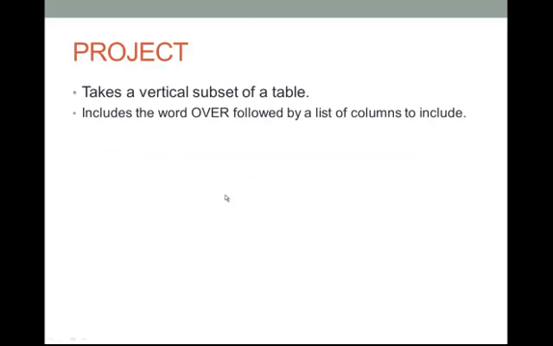The next one that they talk about is a command called project. The project command takes a vertical subset of a table. If you think about it, a select command takes a row, a project command is taking a column. In the same way that select always includes where, project always includes over, followed by a list of columns to be included.